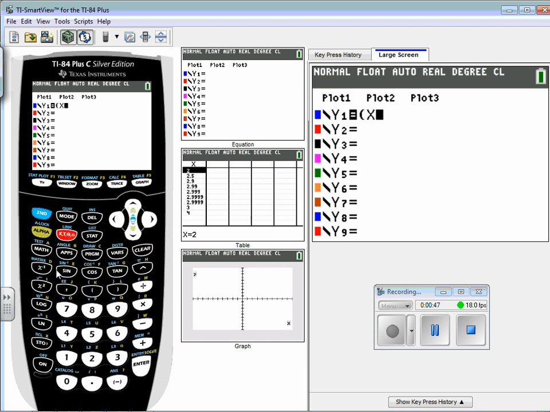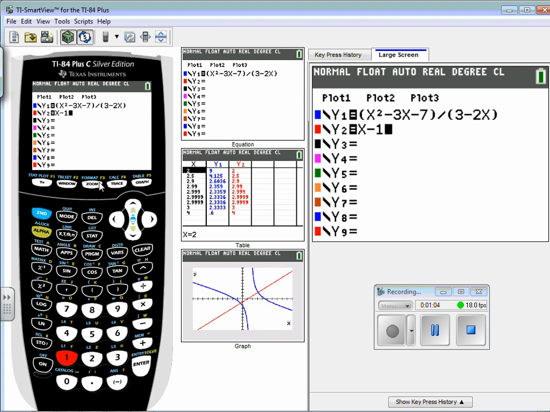The first equation we're going to look at, and remember, it's more complex than a single term in the numerator. So I'm going to put a bracket around my numerator, and it's x squared minus 3x minus 7. I'm going to divide, and I'm going to put a bracket around my denominator, which is 3 minus 2x. And then my right-hand side is going to become y2, and that's going to be x minus 1. Now, the hope is that Zoom Standard works. And you can see the preview graph down here, and it does.